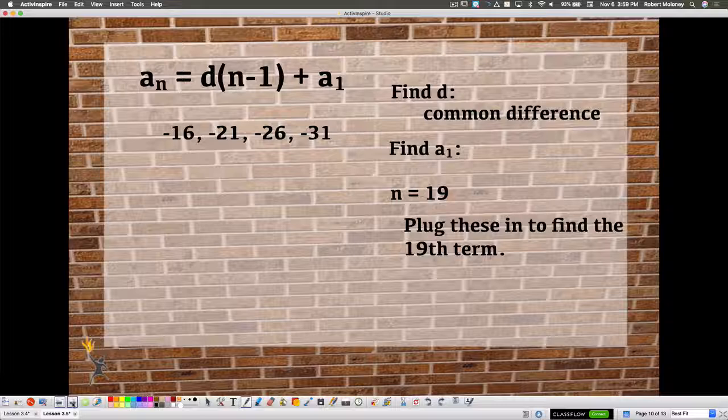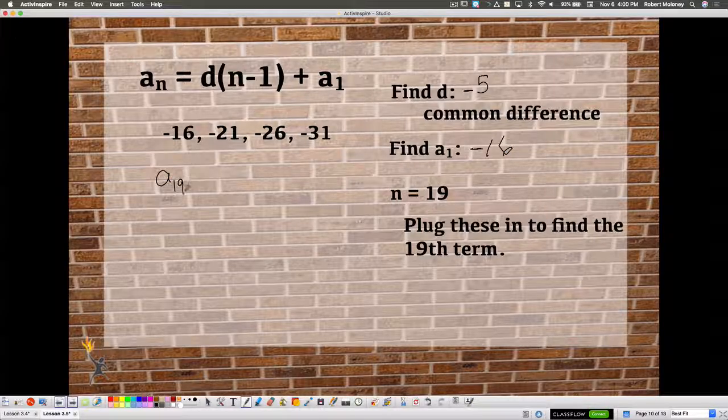All right, now that you've had a chance to do your work and check it, let's go ahead and find out the information. Well, the first thing I need is d. In this case, it's negative 5. My first term is negative 16. And again, I'm trying to find the 19th term. So now that I've got that, I'm going to plug it all into my equation.